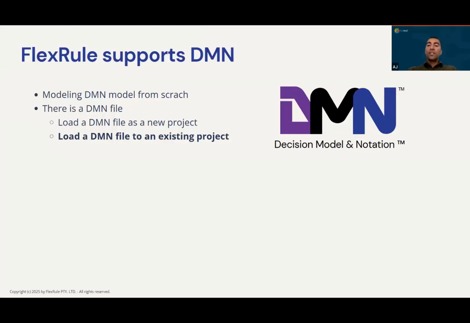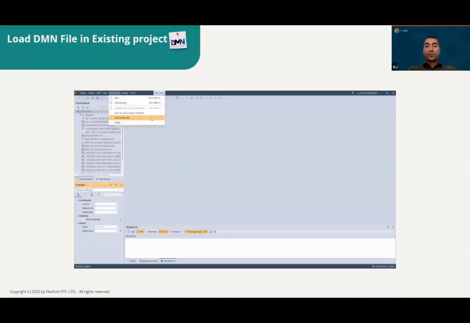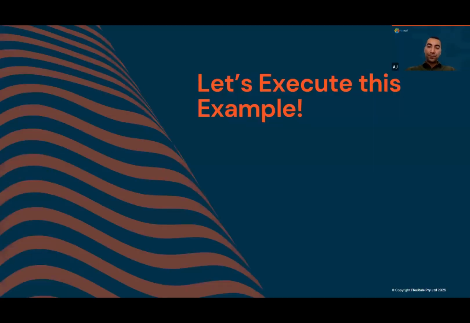In the next step, I want to explain how you can add the DMN file to an existing project. Whenever you want to load the DMN file, click on it in Project Explorer, then click on the document menu and select From DMN file to add the DMN model. Make sure that you manually install the DMN extension to use the FlexRule Designer DMN mode.